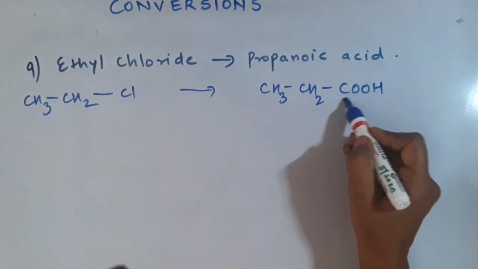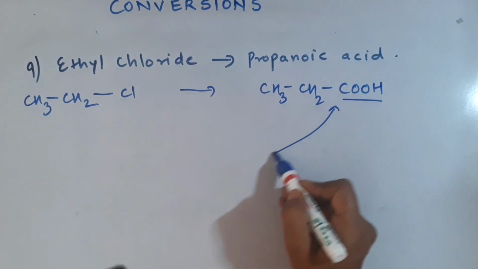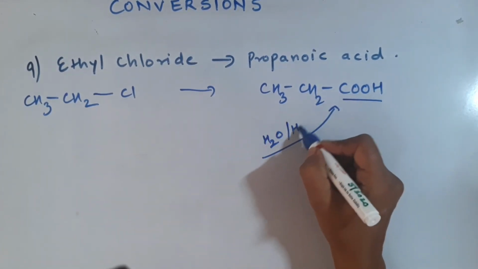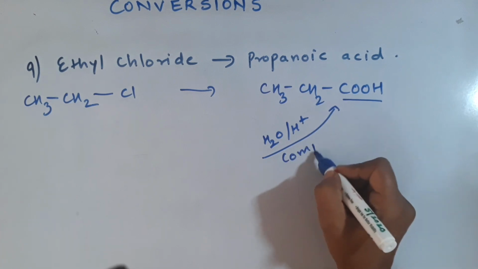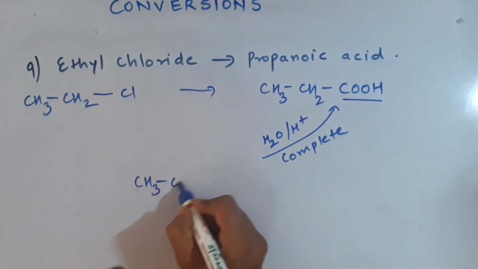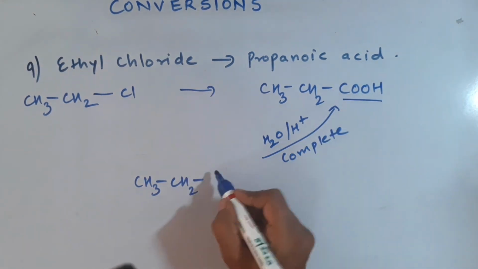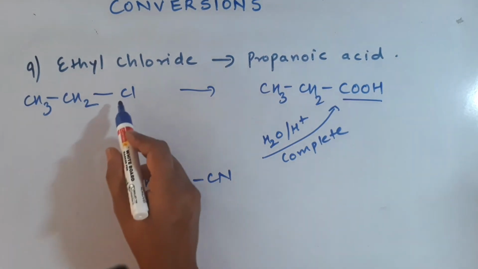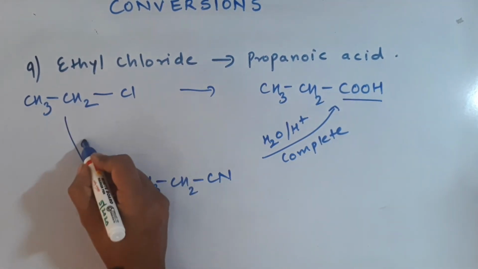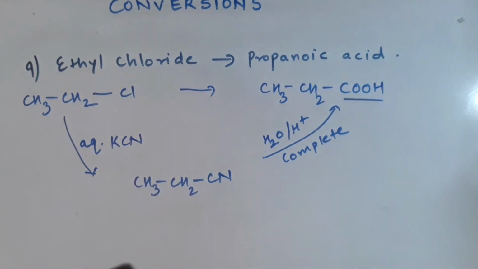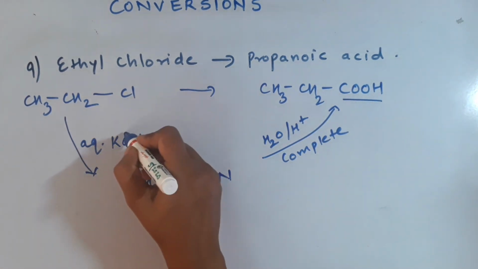You can see that carboxylic acid. How do we introduce carboxylic group? I have already told you, by complete hydrolysis of cyanides. So we will write CH3CH2 and instead of carboxylic, you will write cyanide. How to get cyanide from chloride? From addition of potassium cyanide or sodium cyanide, where carbon will attack.